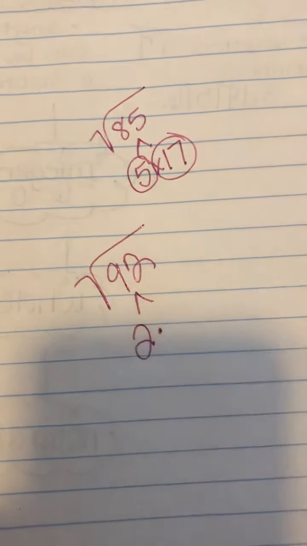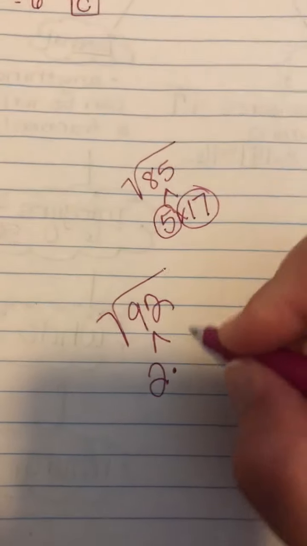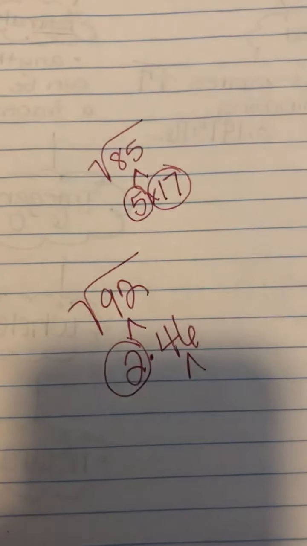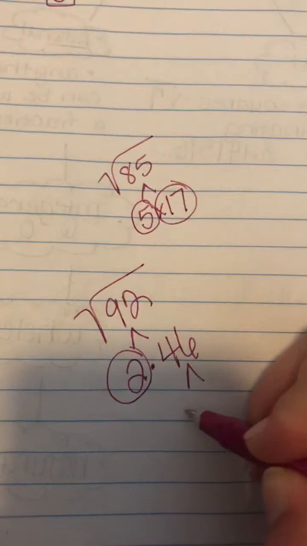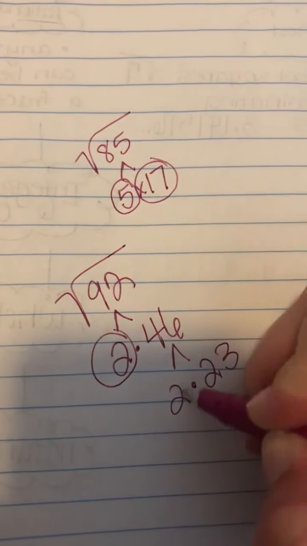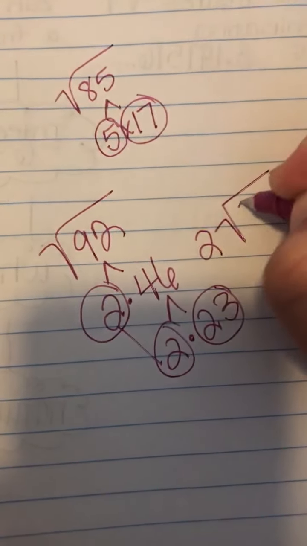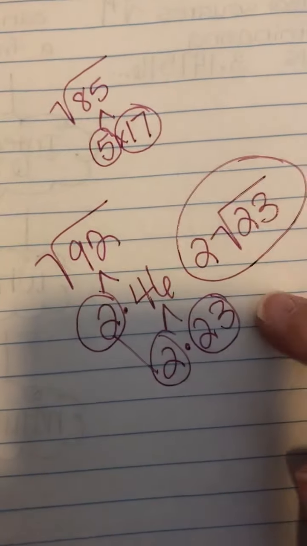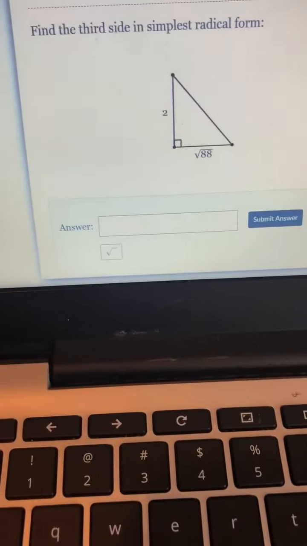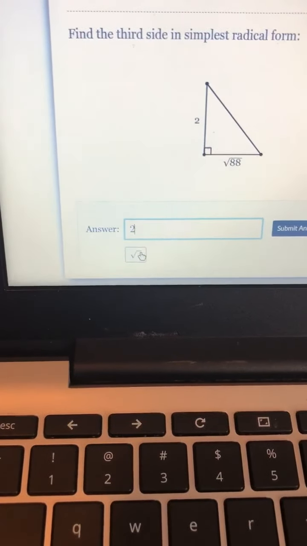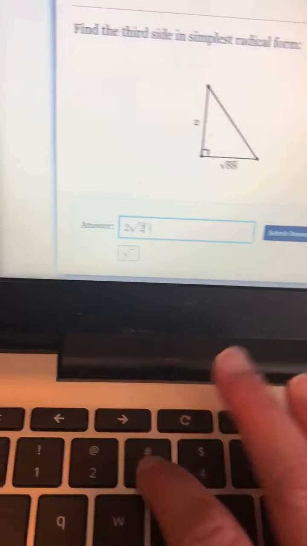Well, I know 2 times 46, and then this is prime. 46 breaks into 2 times 23, and both of those are prime. But I do have one match on the outside, and then 23 would stay inside. So that's actually the simplification of the square root of 92. So I would put 2 and then square root of 23.